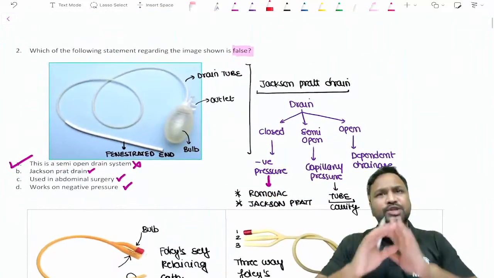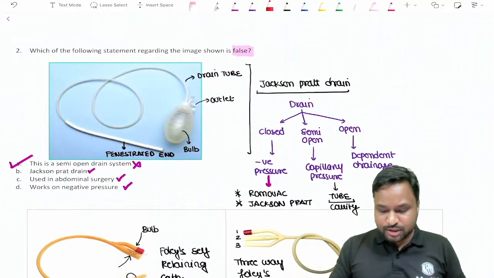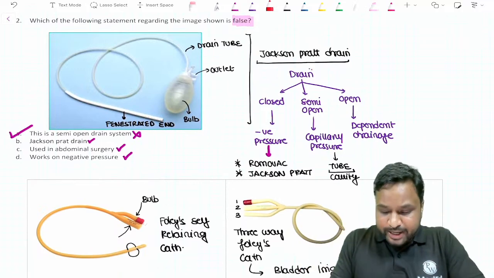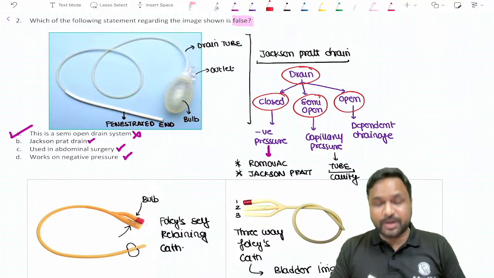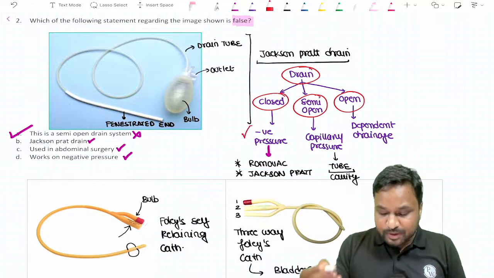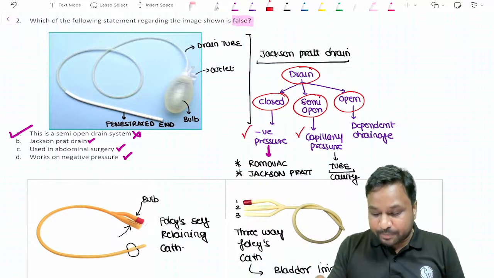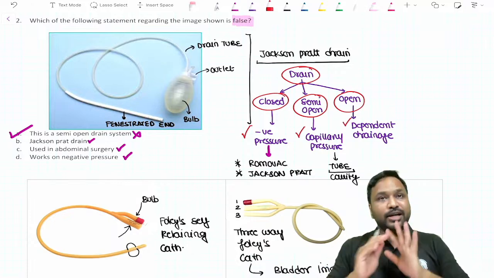Another one is drains. We have discussed them in great detail. This is your Jackson-Pratt drain. As I told you, drains can be divided into three categories: closed, semi-open and open. The closed drain works on the principle of negative pressure, the semi-open on capillary pressure, and open is on dependent drainage.